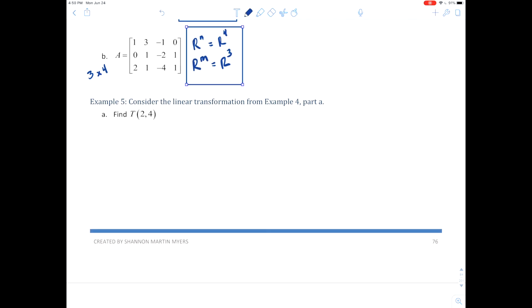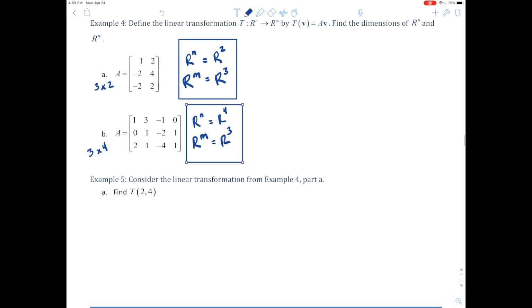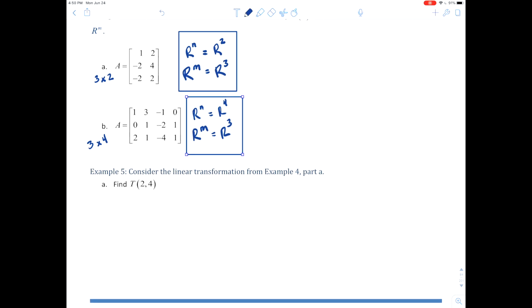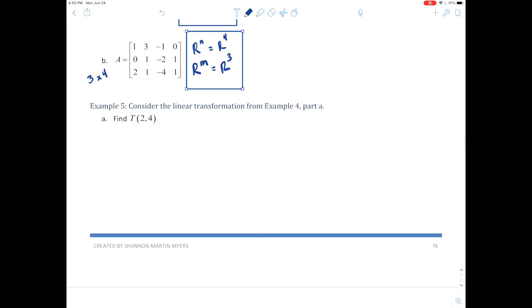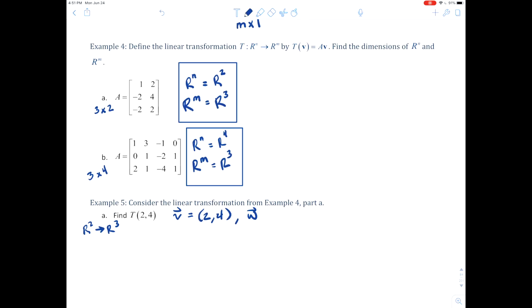Okay, so next example, consider the linear transformation from example 4, part A. So this first one we were looking at. We want to find out what the image of the vector that's equal to 2, 4 is under the transformation T. Okay? Well, you need to just know this relationship, T at V equals A times V. If we let V equal 2, 4, that's our input, and W, remember we're going from R2 into R3, and you know this from the dimensions of the matrix, all right?